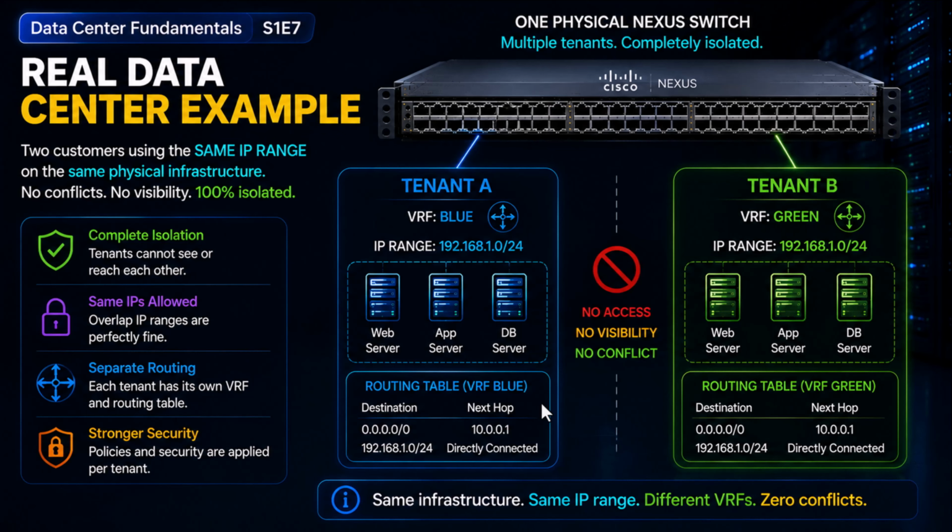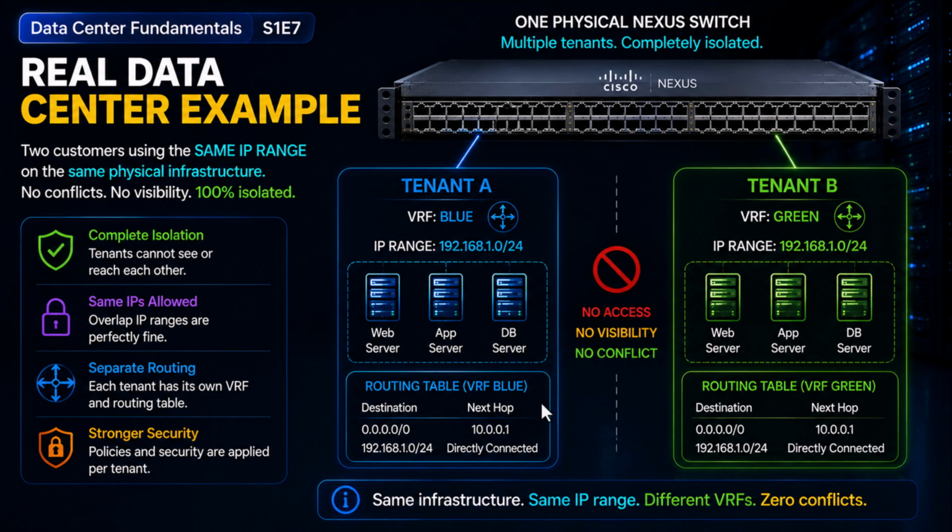VRF Blue has its own routing table. VRF Green has a completely separate routing table. Inside VRF Blue, the network 192.168.1.0/24 belongs to Tenant A. Inside VRF Green, the same network belongs to Tenant B. Because the two routing tables are independent, the switch treats them as separate networks.